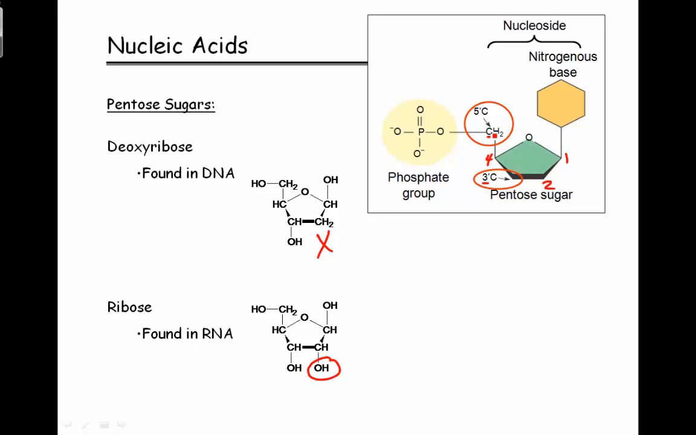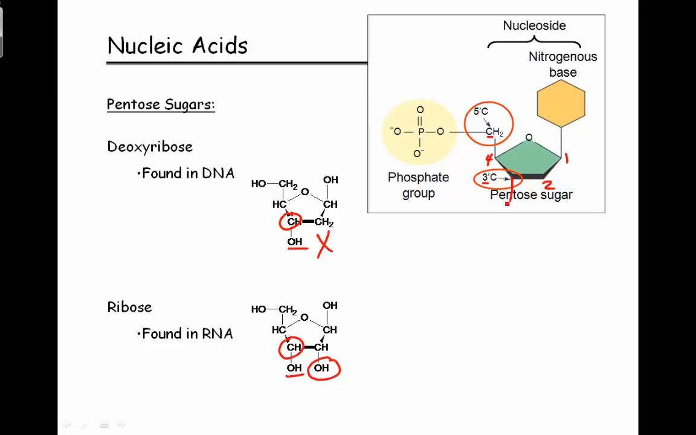Now, if you look at what's attached to the number 3 carbon and the number 5 carbon, if we initially look at the number 3, notice that the number 3 carbon, which is right here in the deoxyribose and right here in the ribose, no matter what, is attached to a hydroxyl group.